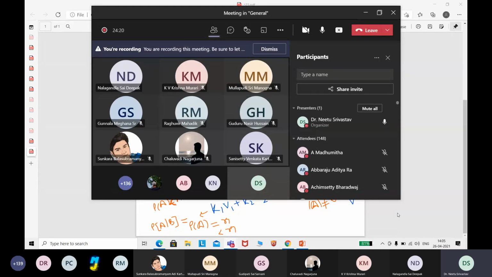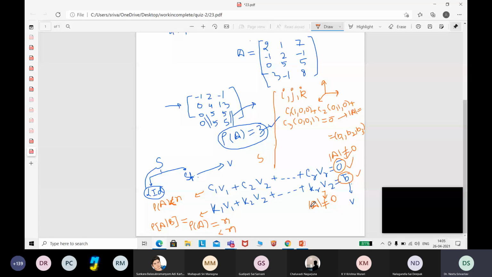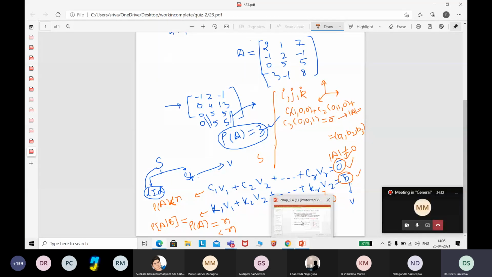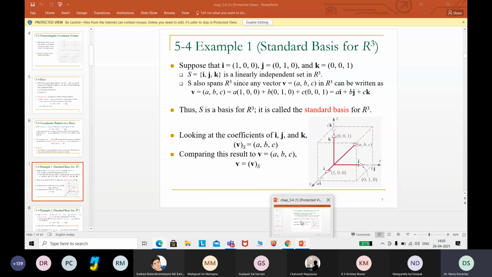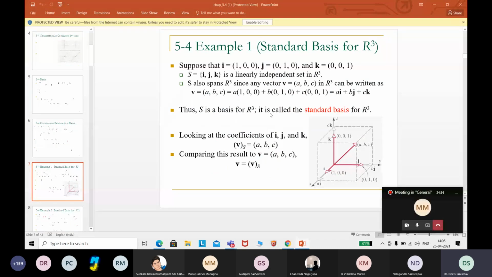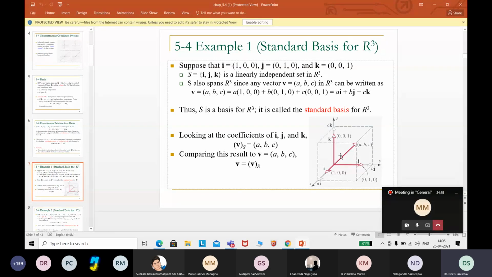Got it? Yes, ma'am. So now many questions are there, but I gave just one interpretation, one explanation. So let us come back to this. Now you see, I have written the first condition. I showed you that the Cs are 0. It is linearly independent. Also geometrically you can prove it, because IJK means I is this side, J is here, K is here. So they are all linearly independent.